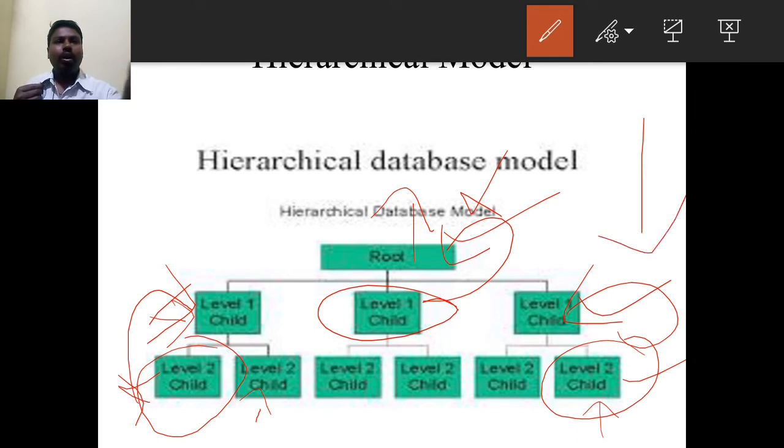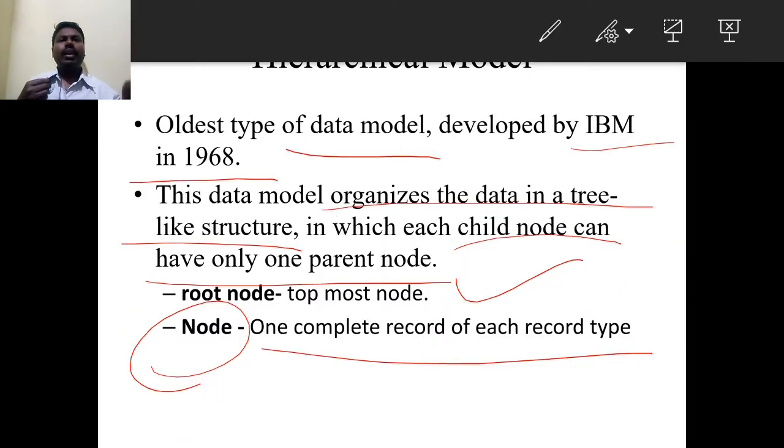So level 1, level 2, level 3, like this. Understand? So what is root node? This is called the root node. What is a root node? The topmost node in a tree which doesn't have any parent. Understand?